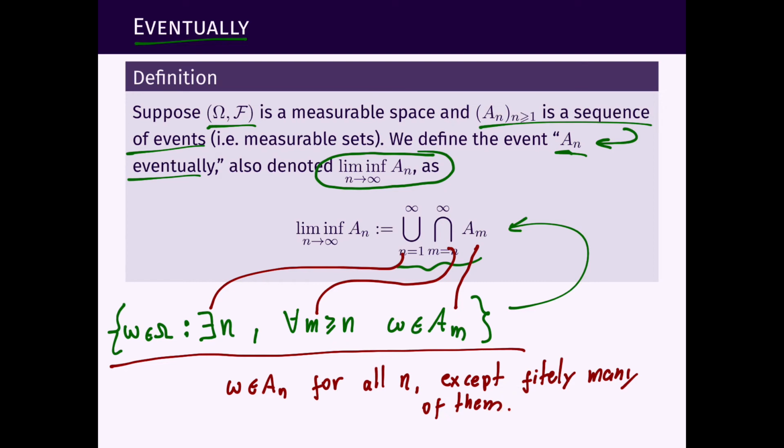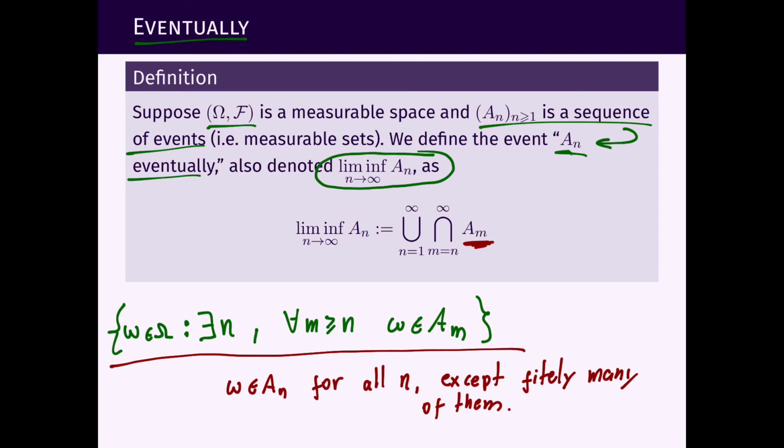Okay, so this is stronger than infinitely often. Infinitely often is the collection of points that belongs to infinitely many of these events of this collection. And eventually, it not only has to appear infinitely often, in fact, it has to not appear only finitely often and appear forever after. So this is stronger than being infinitely often.